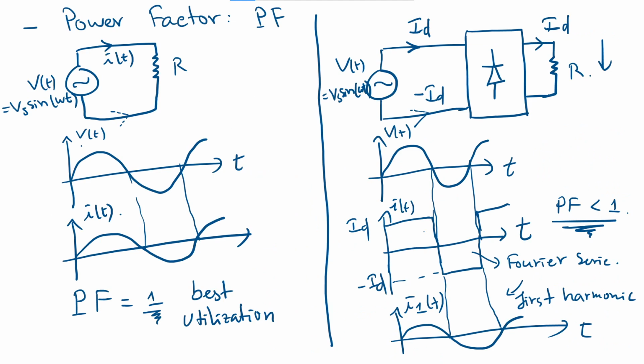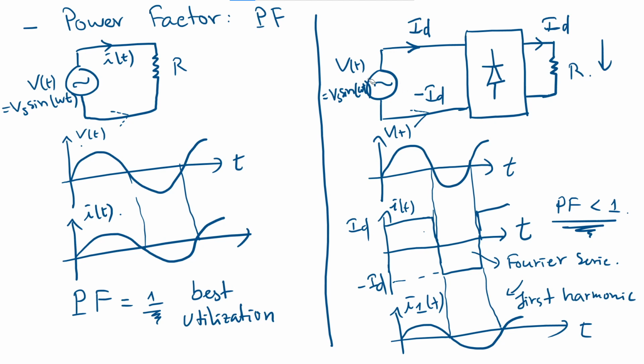Okay, now let's look into more detail of power factor for a rectifier, but before that let's review this a little bit. You have an AC voltage source and you use it with a resistor. The waveform of voltage and the current is the same. So this power factor must be 1 for maximum utilization.